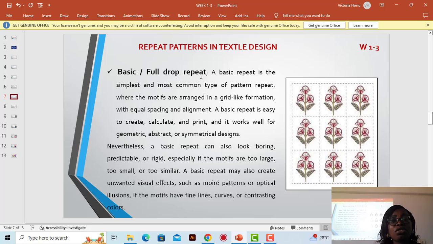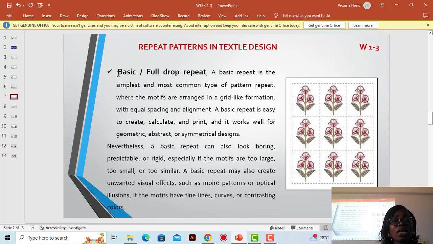Okay, is it that basic drop repeat or full drop repeat? How do we do it? We'll be talking about it. How does it look like? So if you pick any cloth sample right now, you'll be able to tell that, oh, as for this cloth, full drop repeat has been used. Do we get it?